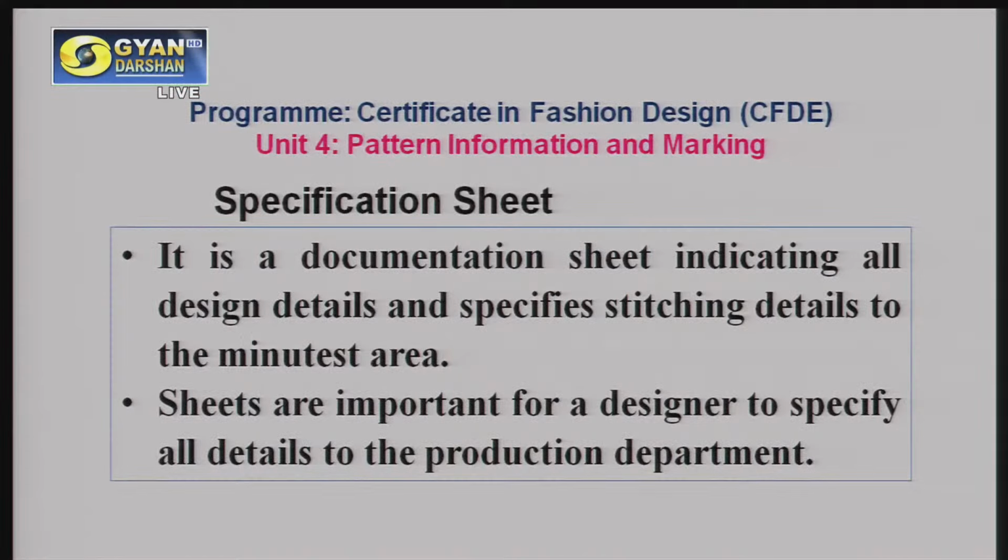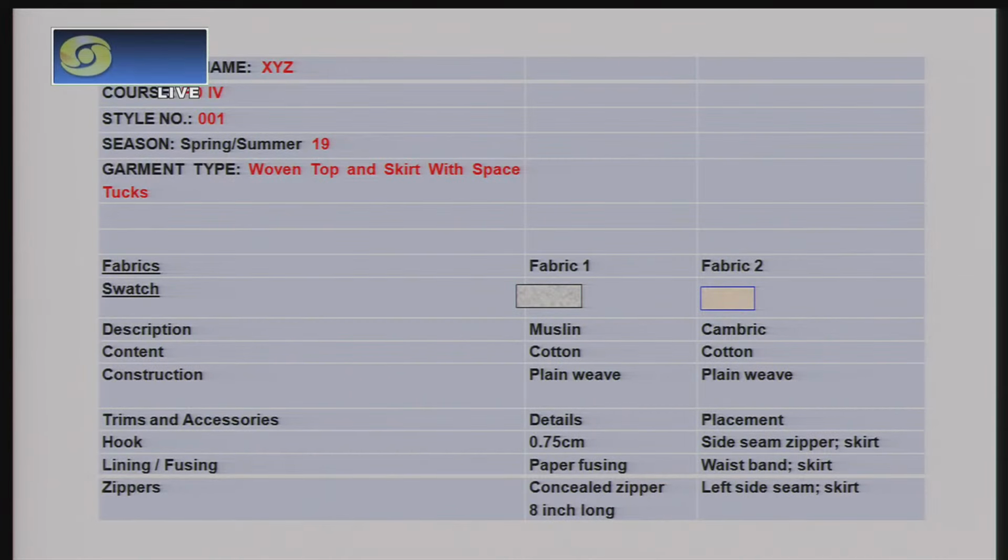Then one important thing to understand is the specification sheet. The specification sheet is a documentation sheet including all the design details and the specific stitching details of the minutest areas. In the picture you can see how the specification sheet looks. It contains all the information, and if we forward this sheet to the production department, they understand what they have to do.